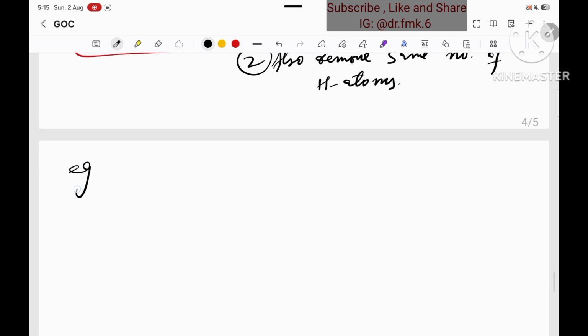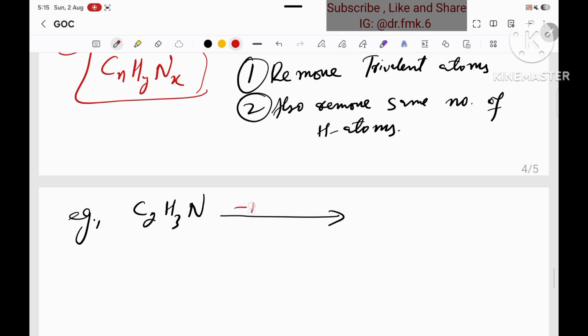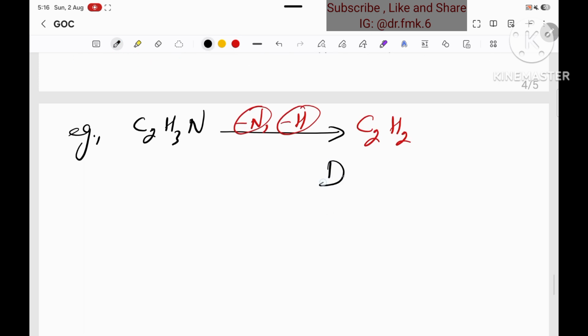For example, C2H3 and N. We have to remove here the nitrogen. So the number of atoms we remove, that is the du for this compound. We remove one atom and also hydrogen, that's 2 atoms. It will make it C2H2. That is, the du of this compound is 2.